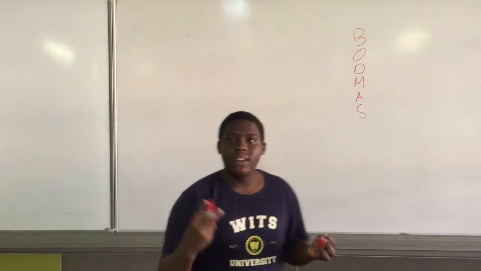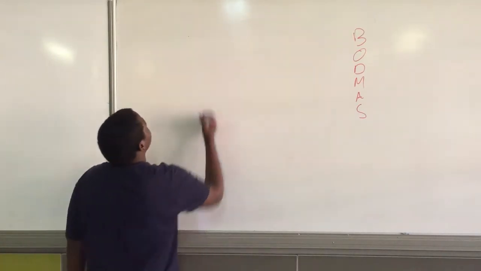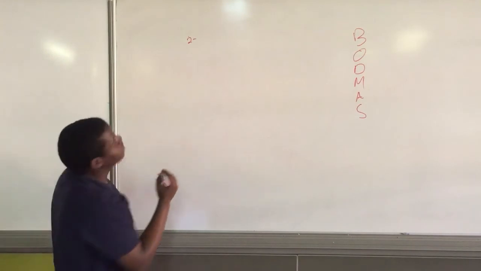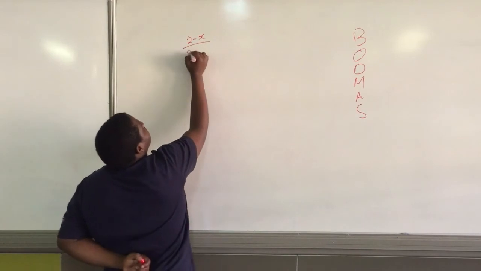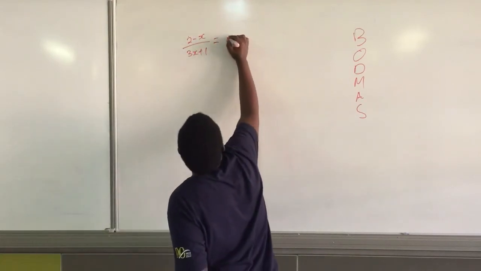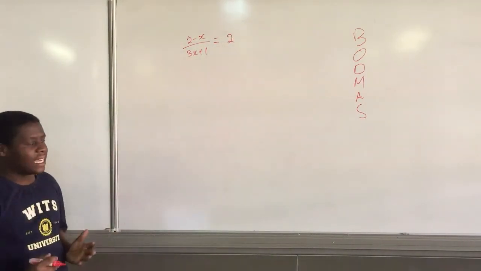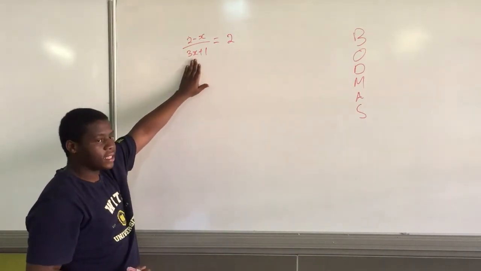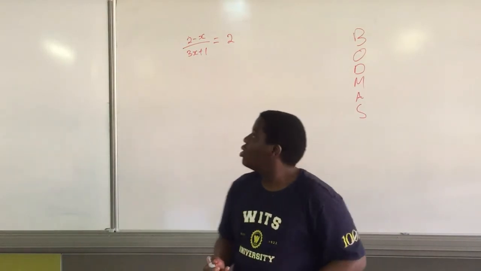So another example of a linear equation is one that is in a fraction form. So we can have 2 minus x over 3x plus 1 is equal to 2. So in this form, standard procedure, what we're looking for, we want to solve for x. But now this linear equation that we have is in a fraction form. So how would we solve it?